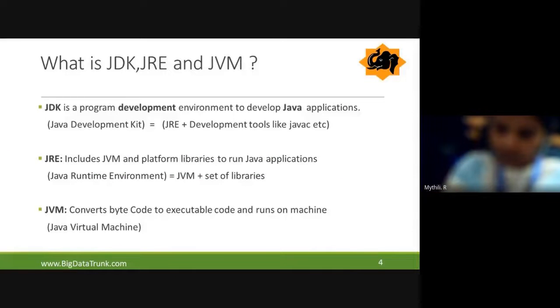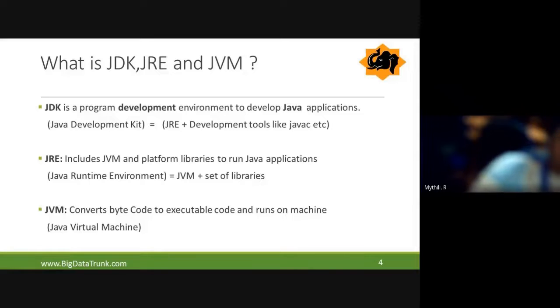Here we will see some of the important components of Java. What is JDK? JDK is a development environment to develop Java applications. It includes JRE and development tools like the Java compiler and debugger, etc. What is JRE? JRE is mainly used to run Java applications. It includes JVM and a set of libraries. What is JVM? JVM converts bytecode to executable code and runs it on a machine.